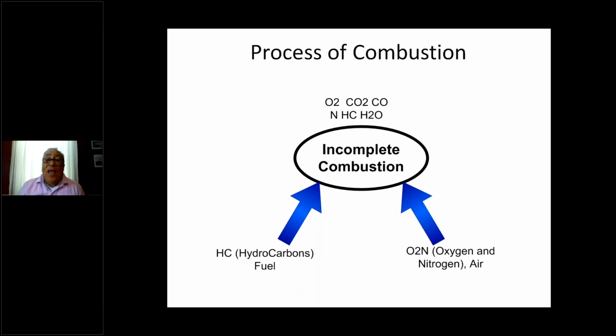So we don't have perfect combustion. We have incomplete combustion. So we still burn the fuel with the air, and we still have the CO2 left over. We still have the nitrogen left over. We still have the water left over. But now we have O2, oxygen. We have CO, carbon monoxide, and we have HC, hydrocarbons. That's a nice name for soot. And we have all 3 of those in addition to the okay things.